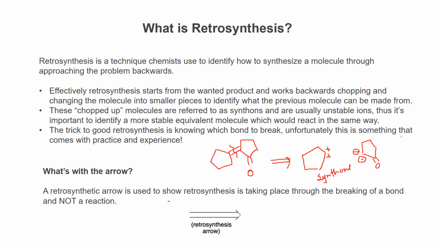Synthons are usually unstable because it's not possible to stay like this with a double positive, double negative charge. Thus, it's important to identify a more stable equivalent molecule which would react in the same way. So these are synthons, but we have to find the equivalent, that is called the synthetic equivalent, of such a compound that reacts in the same way. So the synthetic equivalent of this one, what will it be?